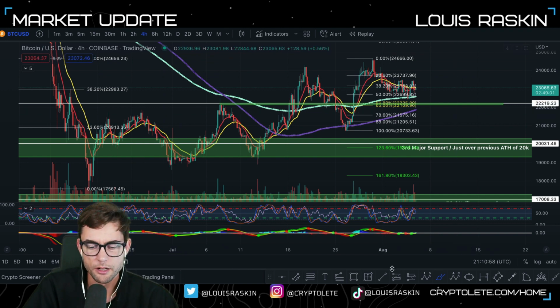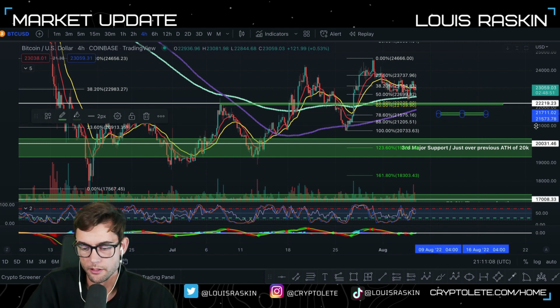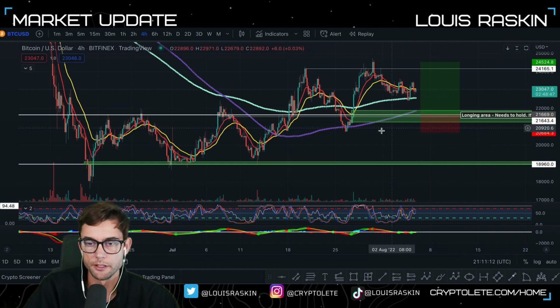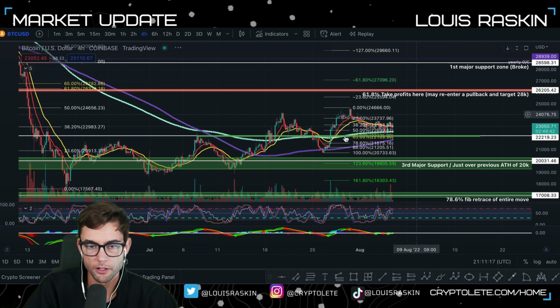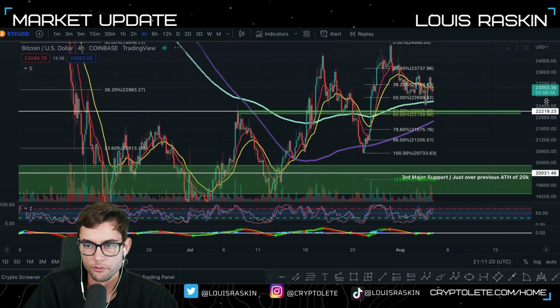So that would be the first area. And then my second area, if that doesn't work out, if I don't get a really good entry or if I get stopped out there, would be down here. And that's this right here. That would be this play. But my first area that I would want to look at would be the 61.8 of this move, which is right there.